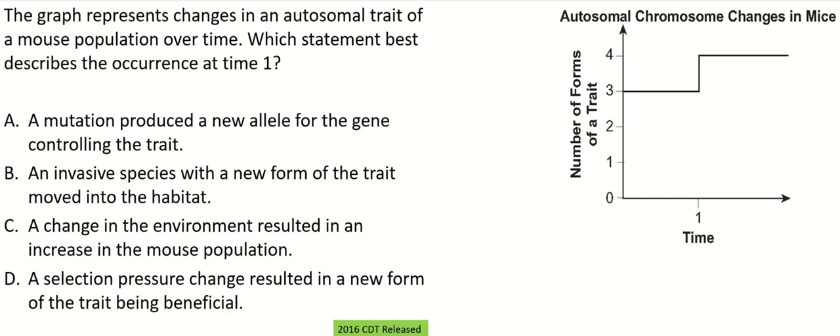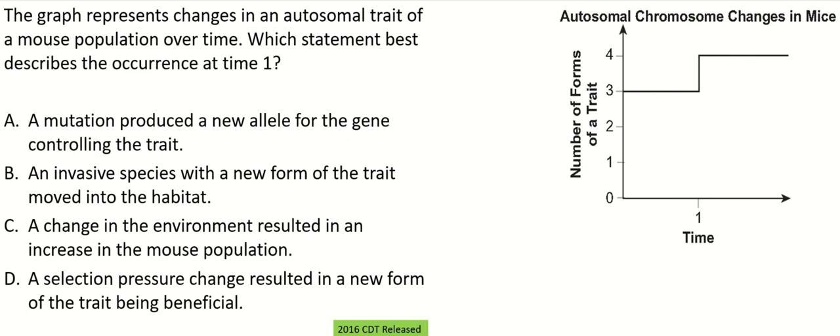Okay, pause your video. You got a multiple choice question on the left and then a graph that goes with it on the right. All right, the graph represents changes in an autosomal trait. That just means a non-sex linked trait. I don't think it's relevant to this question. You don't need to know what that is. In a mouse population over time. So what statement is true at time equals 1? So the question's asking what is going on right there.